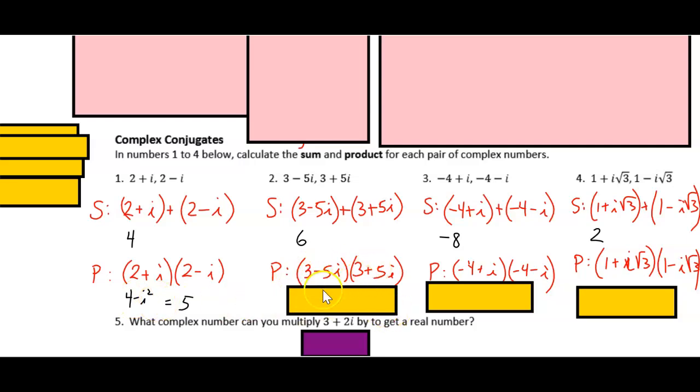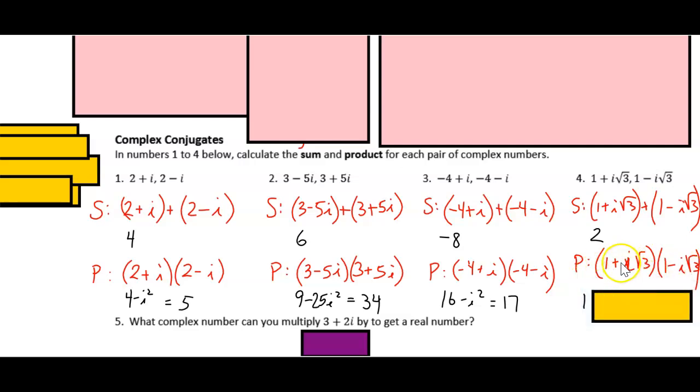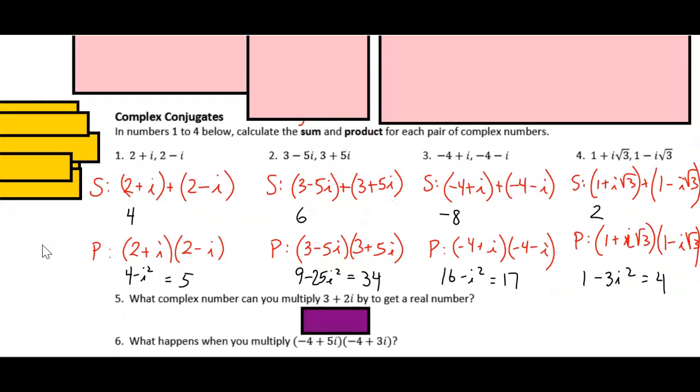Happens again here. 3 times 3 is 9. 5 times 5 is 25, so minus 25i squared. Replace the i squared and you end up with just a regular number. It happens in the third one. In this fourth one, when I do 1 times 1, I get 1, but then the other part, it's i times i, so that's i squared. Root times root would be just the number inside, so it's going to be 3i. Well, 3i squared. And then the i squared changes to negative 1, so it's 1 plus 3, and my total is 4. So whether I'm adding or multiplying complex conjugates, we end up with a regular real number.